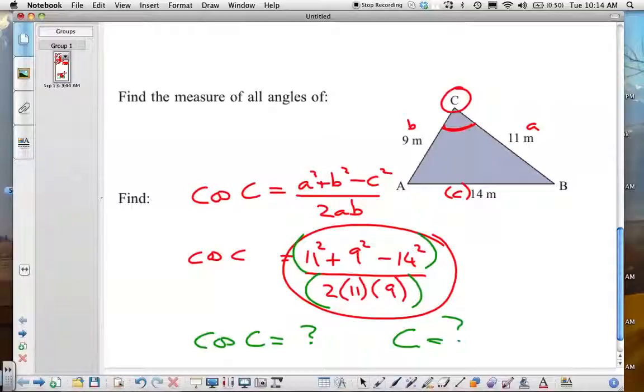So that's the cosine rule. Remember the two situations. It's either if you've got the two sides and the included angle, it works, or if you have the three sides, if you're given all three sides, the cosine rule is a good one to use.